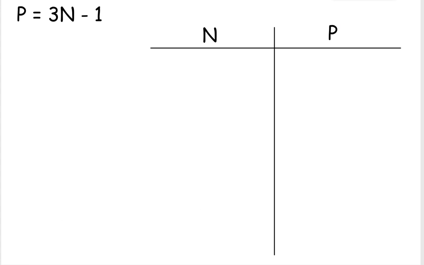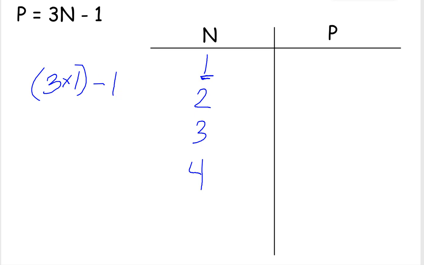Okay, so this time I have the rule P equals 3n minus 1. So that means I'm going to multiply 3 times whatever is in n, and then minus 1 to find the answer for P. Okay, so the easiest way to do this is to just do the first couple numbers, 1, 2, 3, and 4. Okay, so let's figure this out. So if I follow the rules, we do 3 times 1, and then I would minus 1. So 3 times 1 is 3, minus 1 is 2.